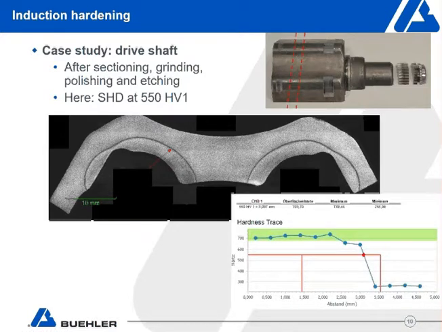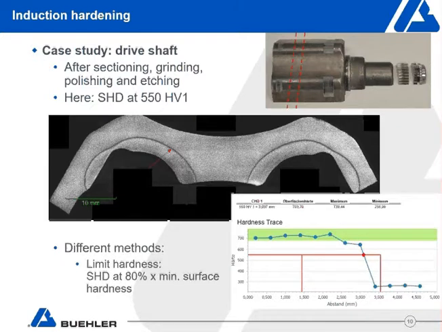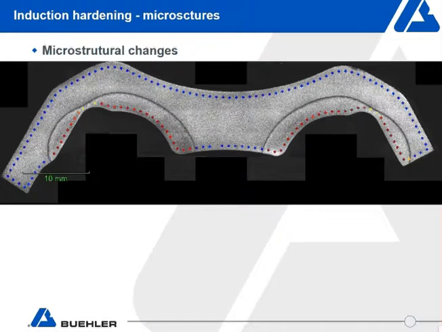And typical profiles that you'd get during hardness testing, this is an illustration at 550 Vickers, and we got a case depth of about 3.097 millimeters from the surface. So how does this relate? I mean, you can also use the 550, the 80% minimum surface hardness, but then we can look at the microstructure, the way of seeing if we've done proper induction hardening.